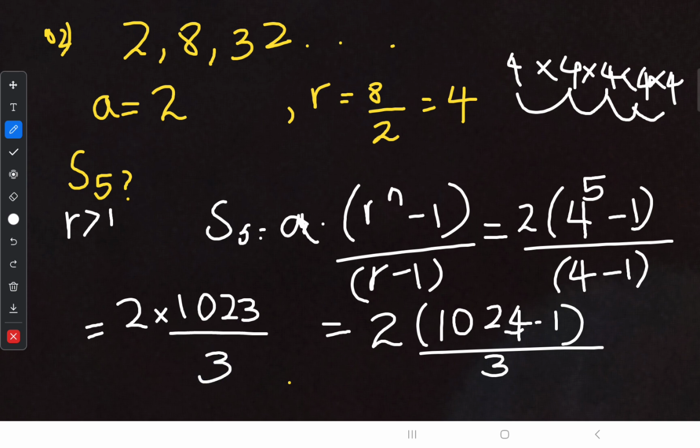When you divide this, it is 3, 3, 3, 3, 3 and another 8. That gives 341. 341 into 2, it's 682. Your answer should be 682, the sum of 5 terms. Yes, Abiru, your answer is correct.